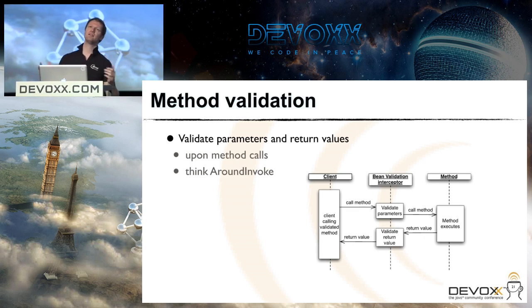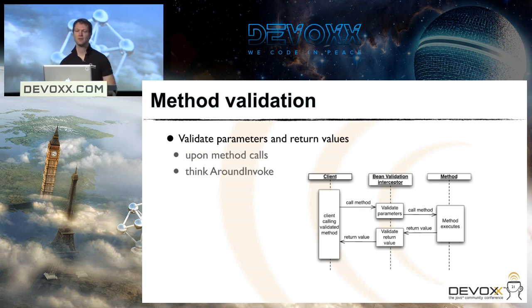If it's valid, we give that back to the client. So if your data is valid, it's transparent for the client. If it's not valid, what happens is that we get the list of errors, and we put that in a constraint violation exception, and we raise the exception to the client. Okay? So think about it as a round invoke interceptor. That's exactly what it is actually. It validates your parameters, then delegates the method call, then validates the return value, and then comes back. Make sense?